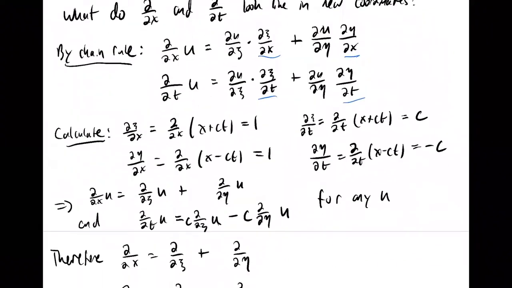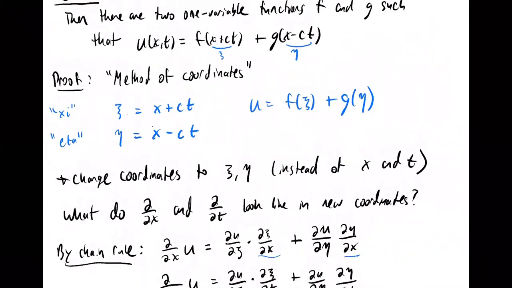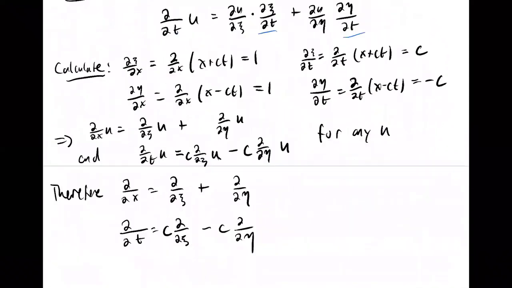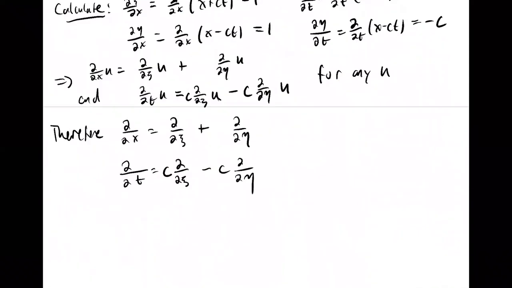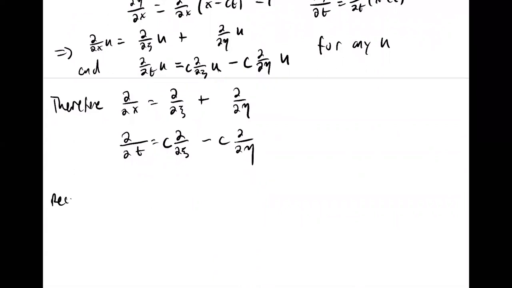What all these calculations say is that if I introduce these new coordinates as before, we just derived how the differentiation operators transform in these new coordinates. So what do partial derivatives with respect to xi and eta look like in terms of partial derivatives with respect to x and t? That's what these equations say. And so what we're going to do now is return to the formula for the wave equation and see what we get. Well, recall, what does the wave equation say?